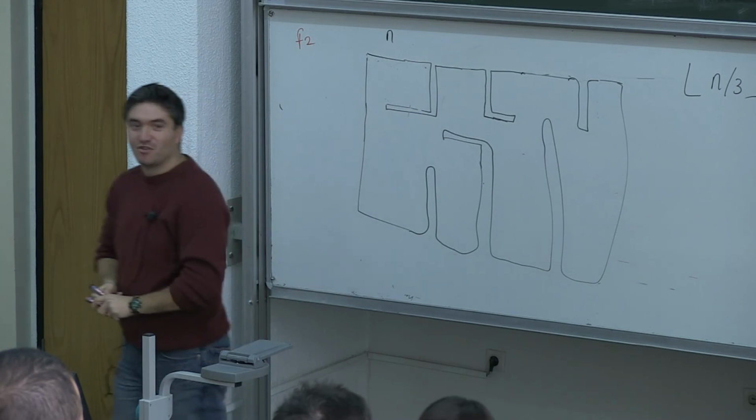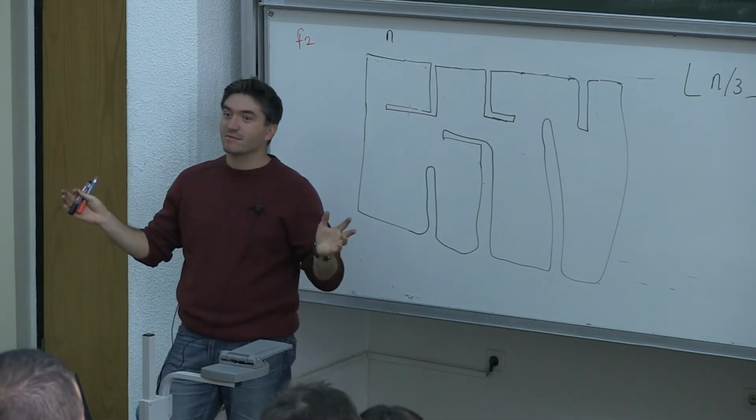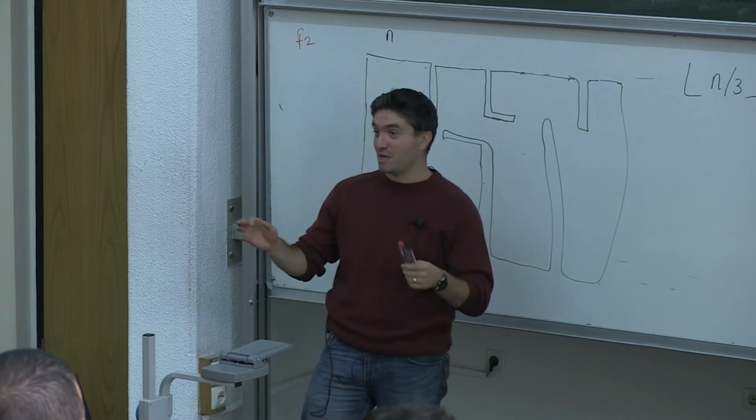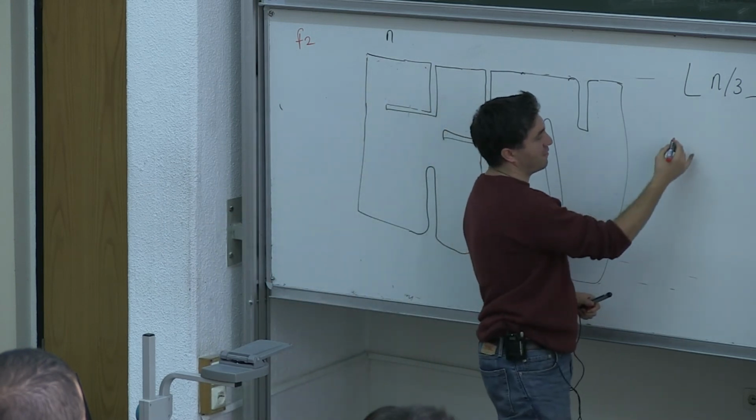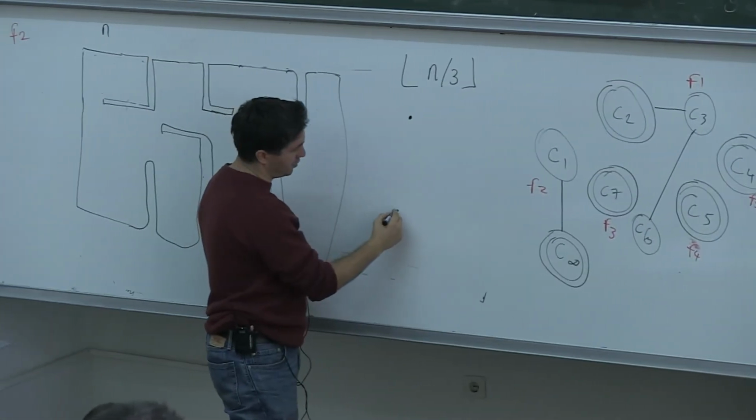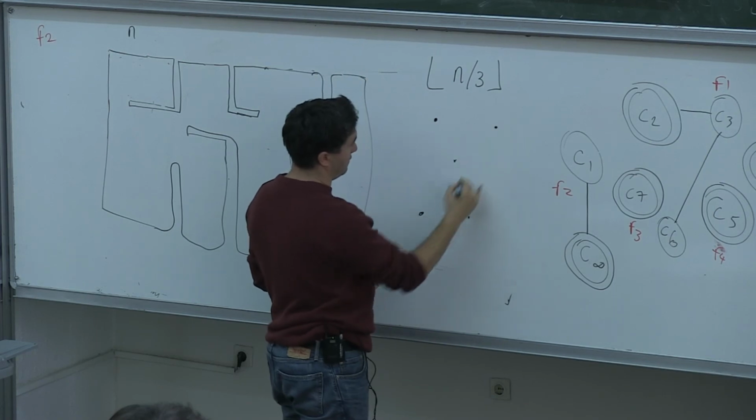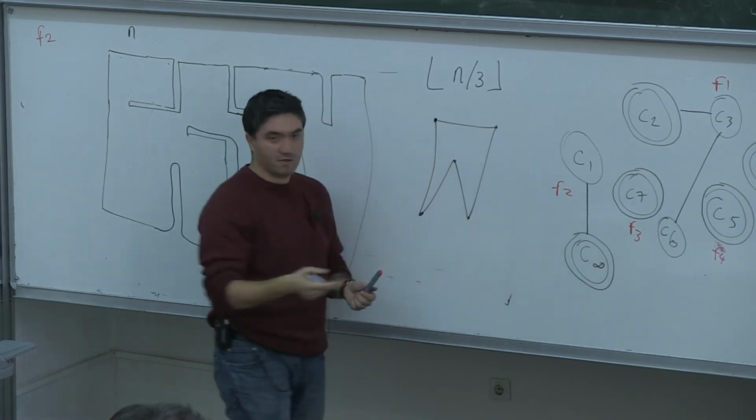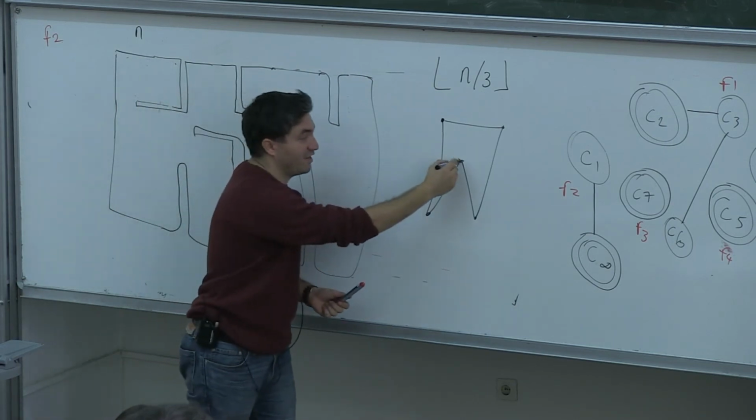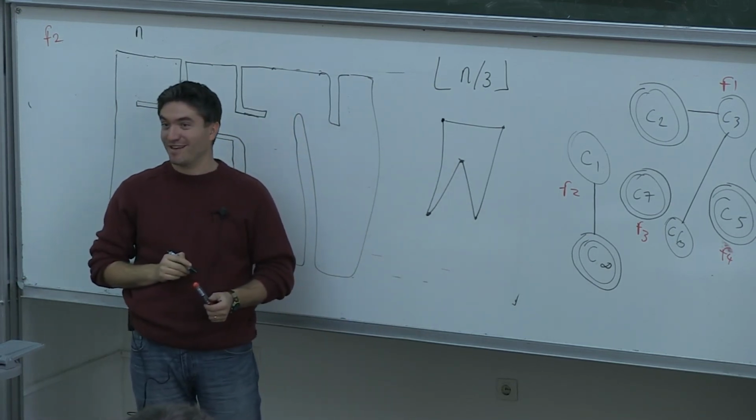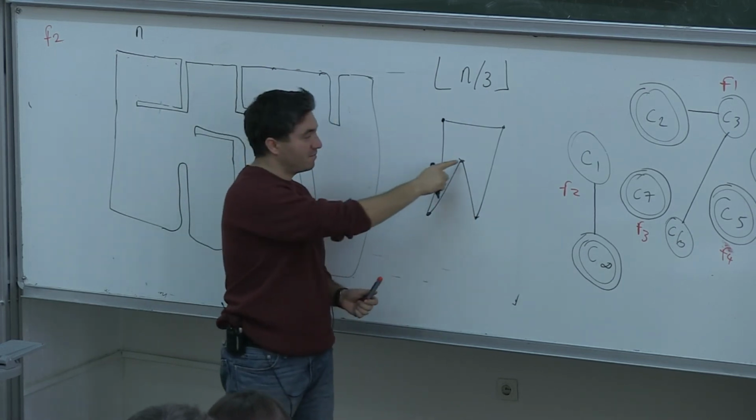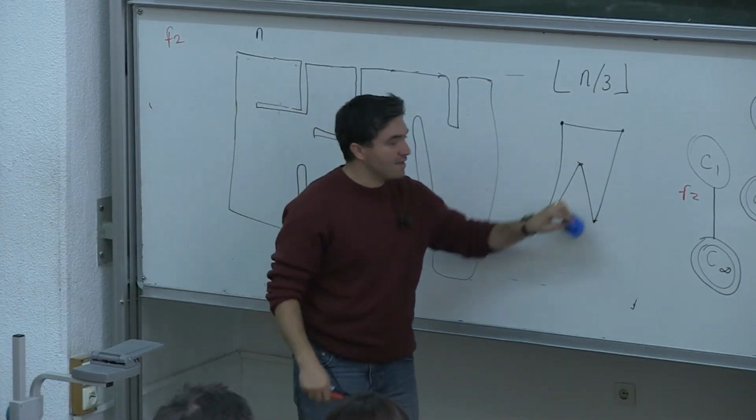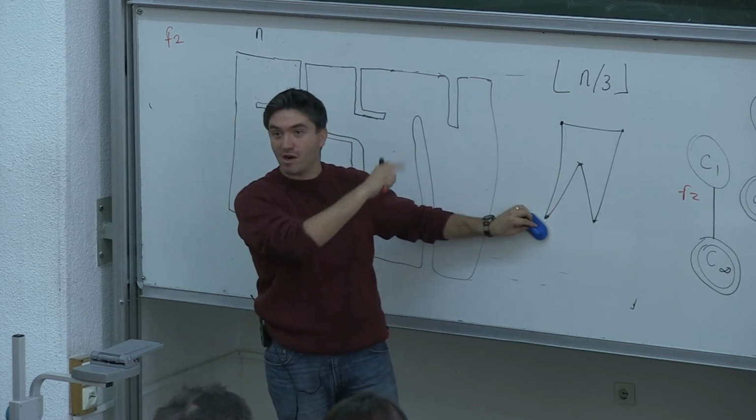So, for example, any pentagon can be guarded with one camera. It doesn't need to be a convex pentagon. 5 over 3 floor is 1, so 1, 2, 3, 4, 5. This one we'll be able to guard with one camera. If you place it here, you'll be able to guard the whole pentagon. But if you place it here, it's not going to work. If you find your camera locations carefully, any simple polygon with 5 vertices can be guarded with one camera.